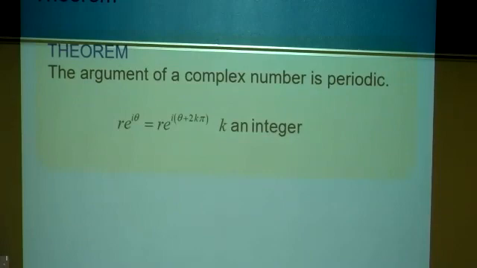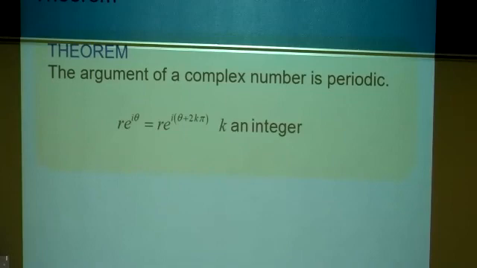The argument of a complex number is periodic. What do I mean by periodic? Anybody have a clue? Sine and cosine are periodic. What does that mean? They keep repeating. The values you get keep repeating.